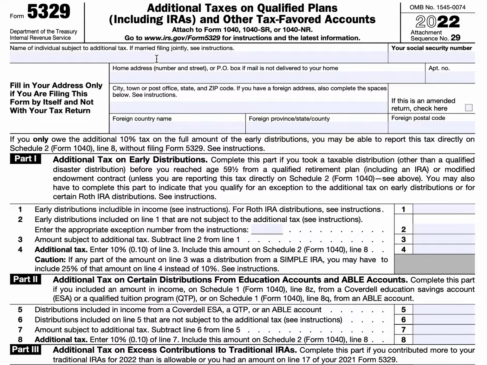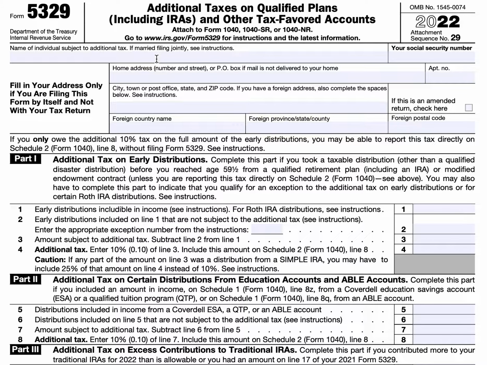In Part 1, we'll cover the additional tax on early distributions. You'll complete this part if you took a taxable distribution other than a qualified disaster distribution before reaching age 59 and a half from a qualified retirement plan to include an IRA or modified endowment contract, unless you are reporting this tax directly on Schedule 2.